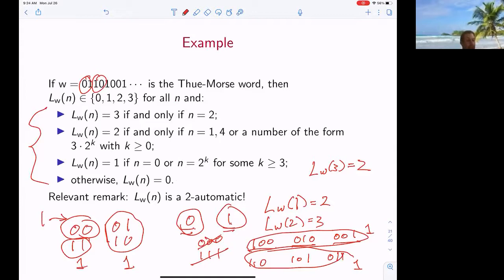But the point is, in some sense, purely automatically, one can prove that we have this nice formula, that the Lie complexity function only takes the values 0, 1, 2, and 3. And in fact, it's only 3 when n is 2. It's only 2 if basically you're one of these numbers, 1, 4, or 3 times the power of 2. And then there's this. And most of the time it's 0. So most of the time there's no cyclic equivalence class in which every word in the class occurs as a factor.